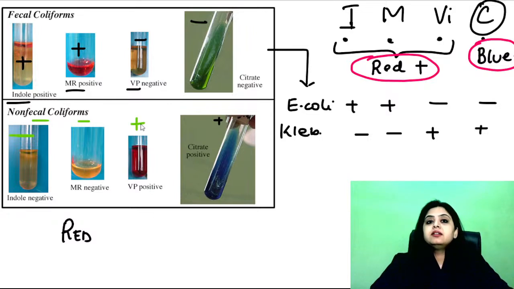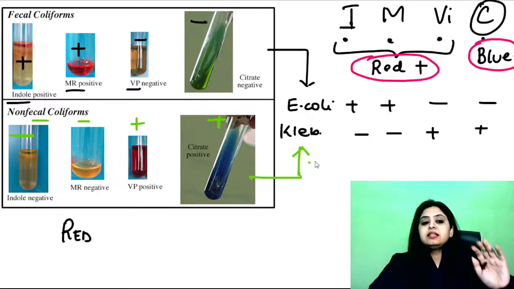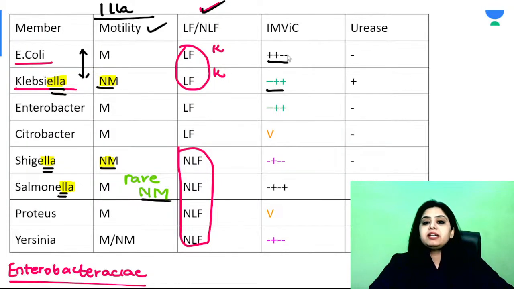Here we have a red color, positive, and here we have a blue color, so positive. Minus plus. I will label this as Klebsiella. इतना तक क्लियर होना शुरू हुआ. प्लस माइनस प्लस. तो इकोलाई क्लेब्सियला एक दूसरे का हो गया ऑपोजिट.